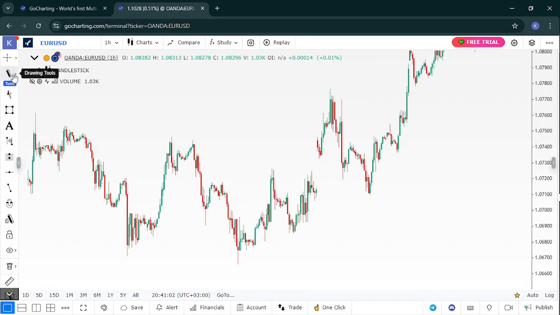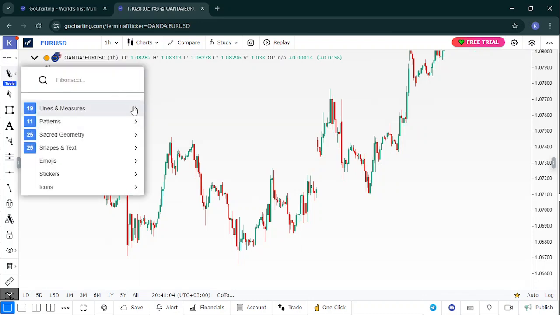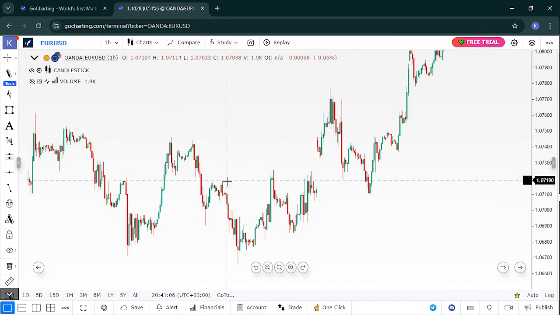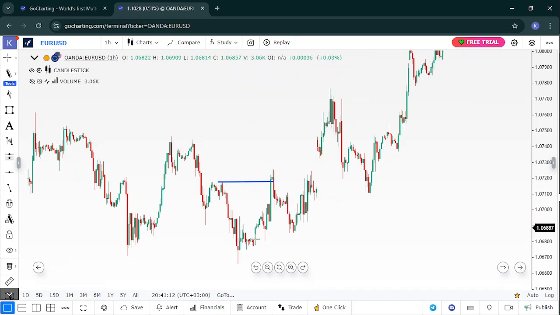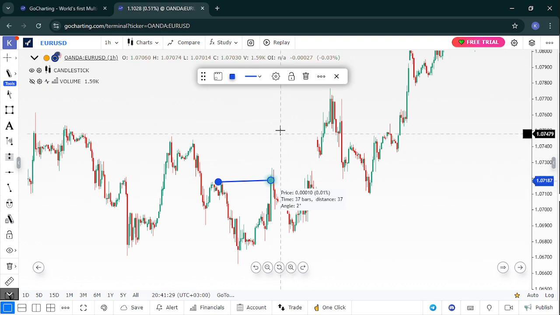The reason being is that you are supposed to know that there must be a change of character. For example, this point, make sure you have seen the change of character before you do so. This is the change of character, or what we call the market structure shift, because I'm trading using the ICT and SMC concepts. So after the market has changed the character, then identify this point.